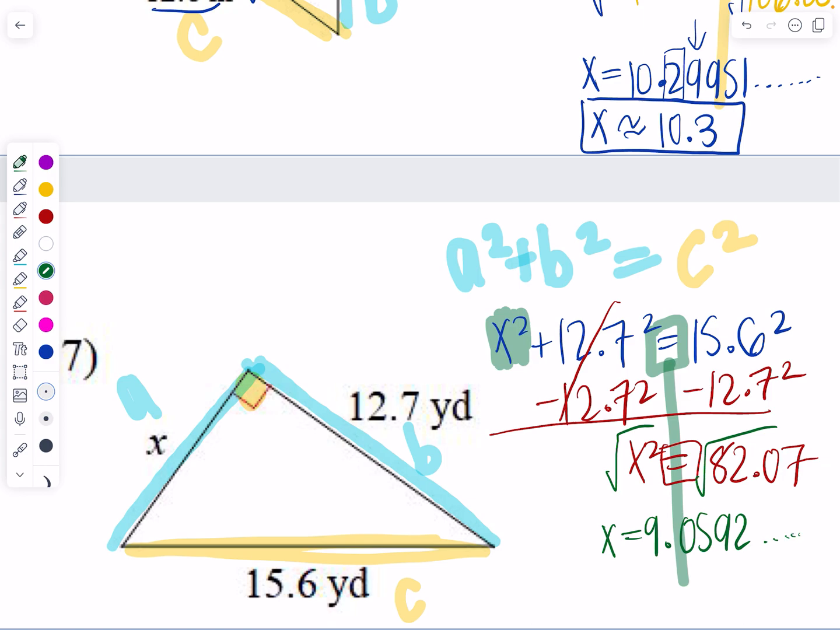9.0592... We want to round it to the nearest tenth for this set of directions. So this 5 is going to tell me that that is closer to 9.1 than it is to 9.0. So we're going to round that up. If it's 0, 1, 2, 3, or 4, I'd stay at 9.0. If it's 5, 6, 7, 8, or 9, we're going to round that up to about 9.1. So does that make sense as an answer? Is 9.1 less than 15.6?